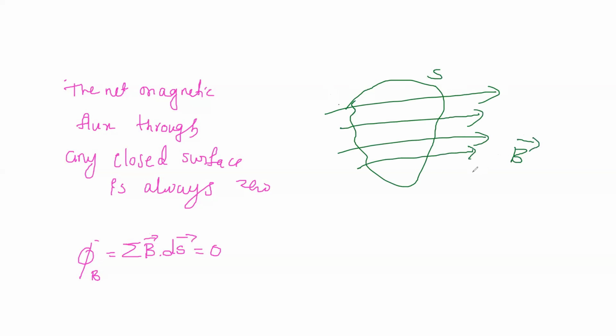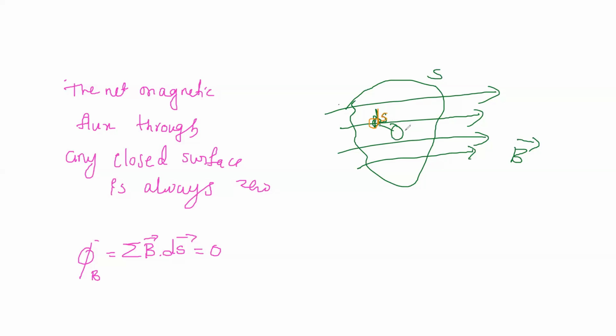Okay, so this is the magnetic field B. And here, we are going to consider one small area. I am considering one small area, so this area we take as delta S, or we can also take it as dS. You can consider this area as dS.